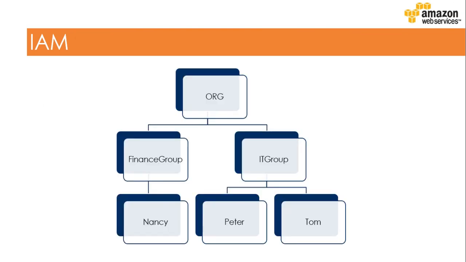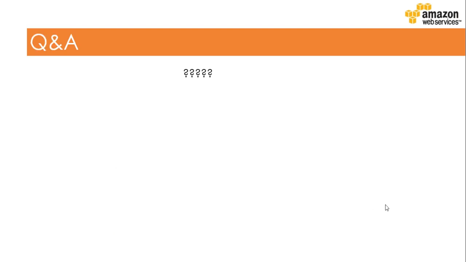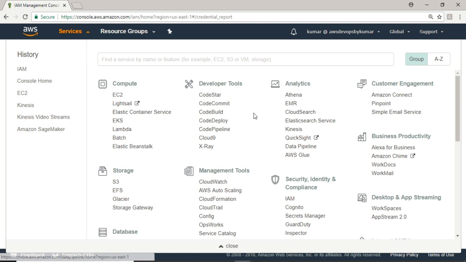So let's go and understand organizations, groups, and users. In organizations, this is nothing but your AWS account organization. Inside that we have a finance group. In that finance group there is a user, or we can add n number of other users. So the respective users will have the same access that the group has. Similarly, in the IT group we are going to provide admin access, so Peter and Tom will have admin access respectively. Before going to the questions and answers, let's do that in a demo.